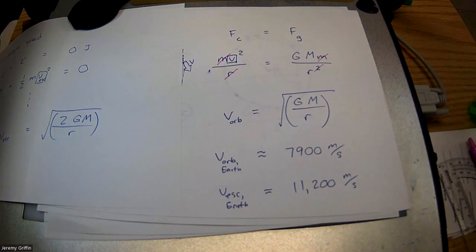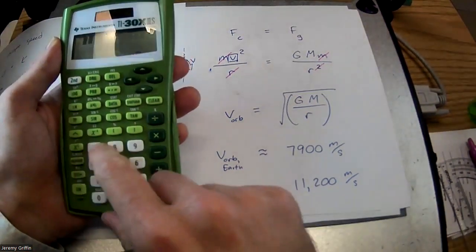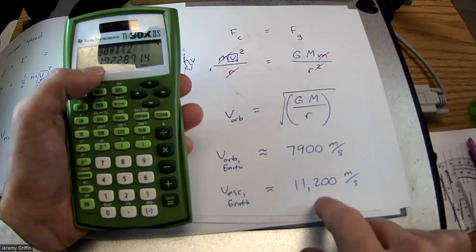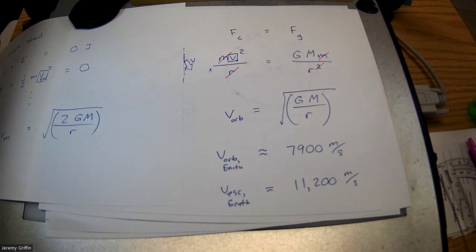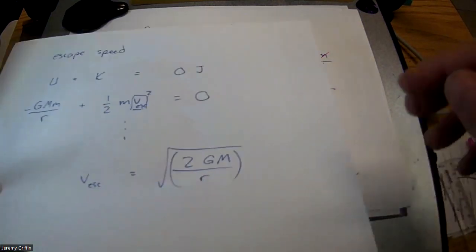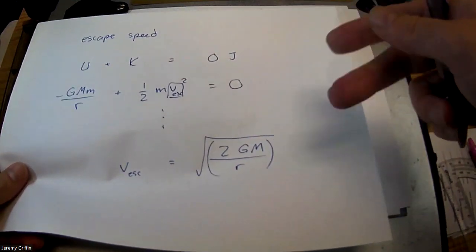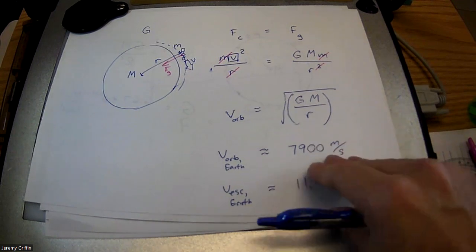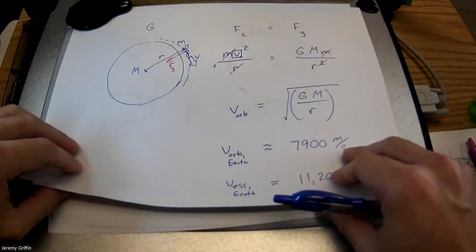Okay. Oh, I've got to calculate right here. I'm going to test myself. 7,900 times the square root of 2. Yeah, 11,172. Yeah, that works. Okay. Again, I don't remember AP ever asking about escape speed though, but it's good enough. All right. Any other questions?